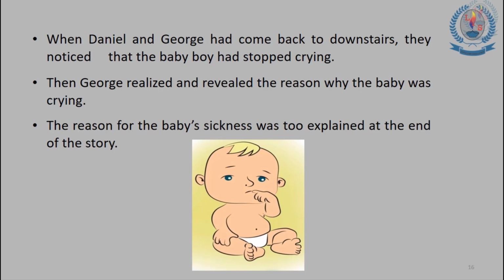After witnessing all this, Daniel and George come back downstairs. There they notice that the baby had stopped crying. Then George realizes and reveals the reason why the baby was crying. Actually, what was the reason for the baby to cry? It was because he was ill. He was ill because of the adverse weather and also due to the poor living standard in their house. The reason for this baby's sickness was revealed by George.